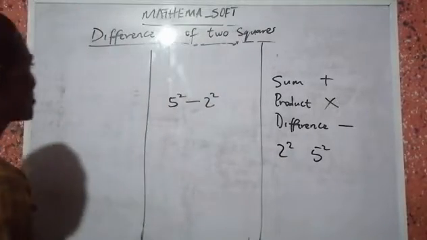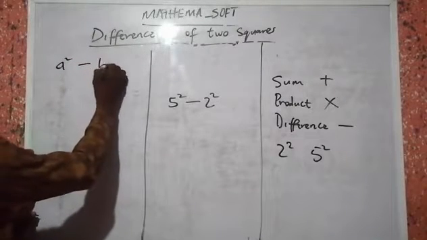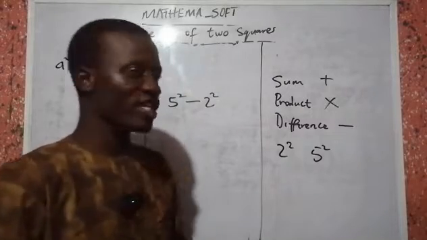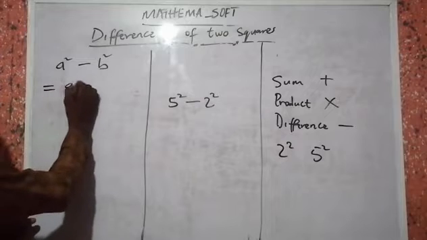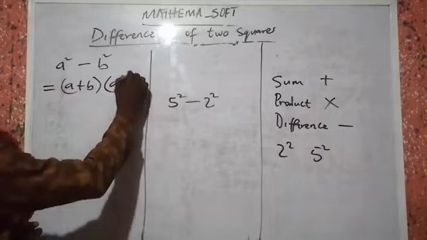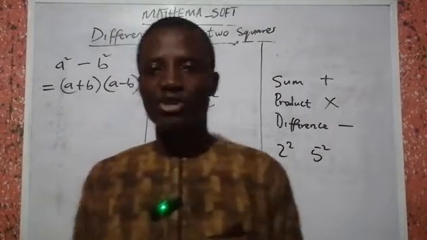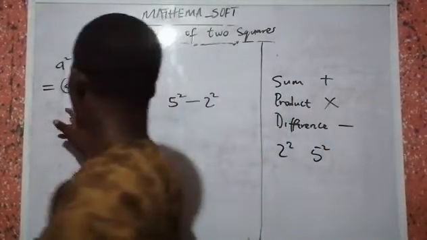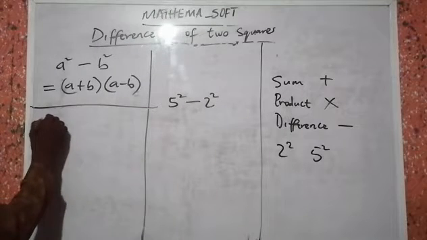So let's see the form of difference of two squares. We usually represent it by A and B. So when you have difference of two squares in this form, you can express it as A plus B, bracket A minus B. Now, this is not just an assumption. This is something that you can also prove. And we're going to do that, you will see now. If we have A plus B and A minus B, let us try to expand this and see what we are going to get.